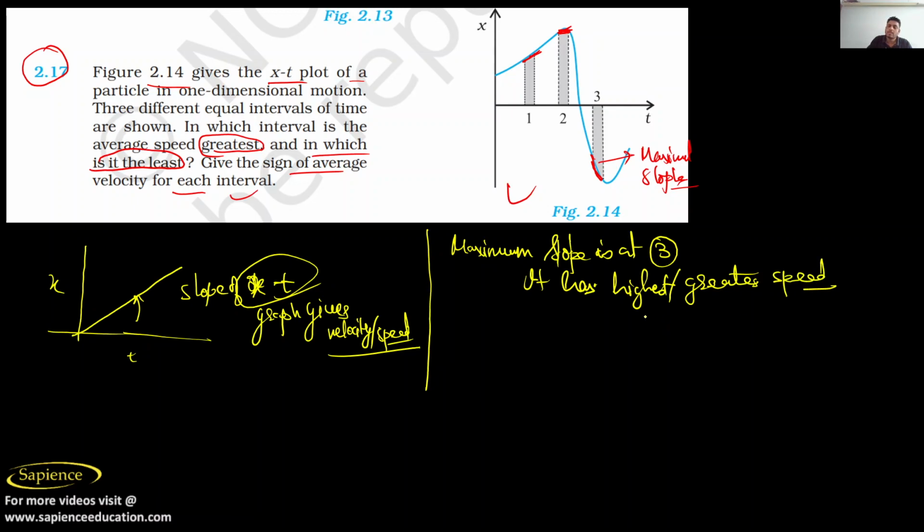And if you talk about the sign, is it positive or negative? It is in the downward direction, so definitely it will be negative, because displacement is negative divided by time t which is positive, so finally the sign is negative. Okay, so negative sign.